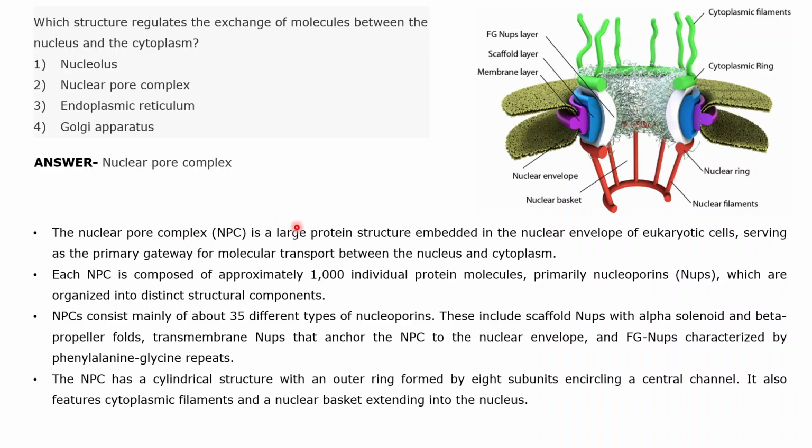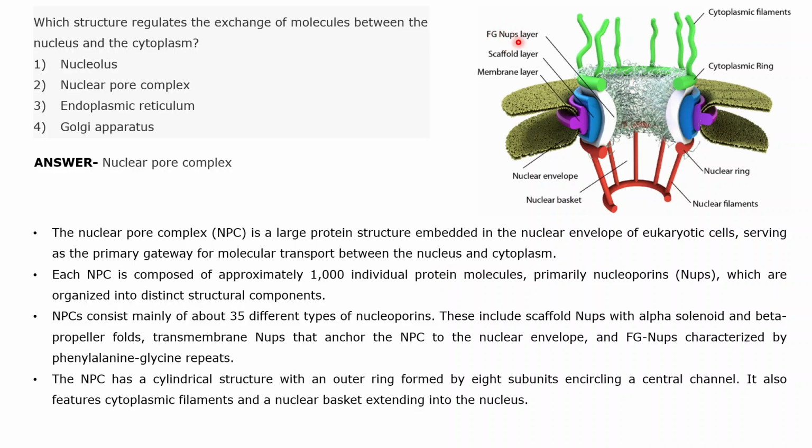It is a large protein structure embedded in the nuclear envelope of the eukaryotic cell. Yes, because in a eukaryotic cell the nucleus is present, and it is membrane bound, serving as the primary gateway for molecular transport between the nucleus and cytoplasm. So it's not that passive movement of some substances cannot take place, but the majority of movement takes place through the nuclear pore complex. It consists of approximately 1,000 individual protein molecules, primarily called nucleoporins.